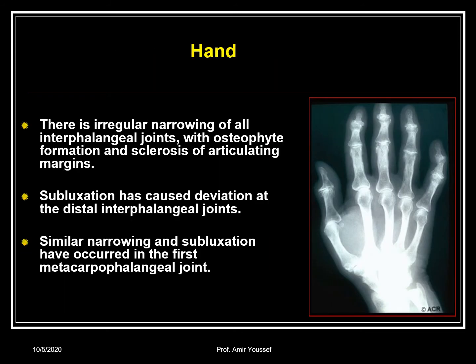Hand. There is irregular narrowing of all interphalangeal joints with osteophyte formation and sclerosis of articulating margins. As you see here, there. Subluxation has caused deviation at the distal interphalangeal joints. Similar narrowing and subluxation have occurred in the first metacarpophalangeal joint.